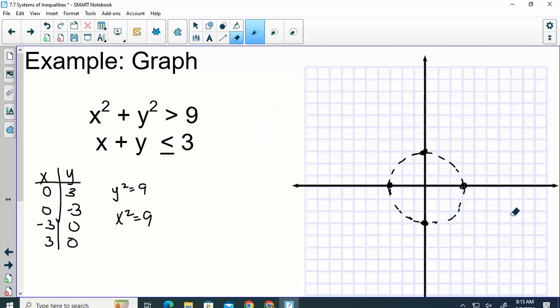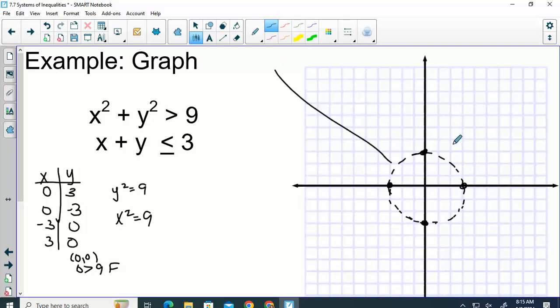Okay, if I want to figure out my shading, since it's not a line, it's harder just to look at and know, but if you put in 0, 0, is 0 greater than 9? No, so that's false. So 0, 0 doesn't work, so it's everything outside. So we're shading outside this circle.